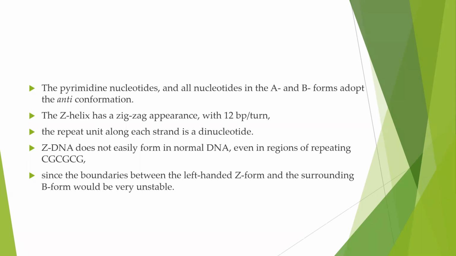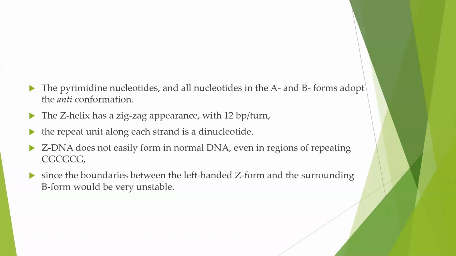Coming to Z-DNA, it has a left-handed helix. That is one difference in terms of properties, 12 base pairs per turn. And overall, it appears like a zigzag conformation. It is taken up by only synthetic double-stranded DNA, and there should be a specific alternating pyrimidine-purine sequence.